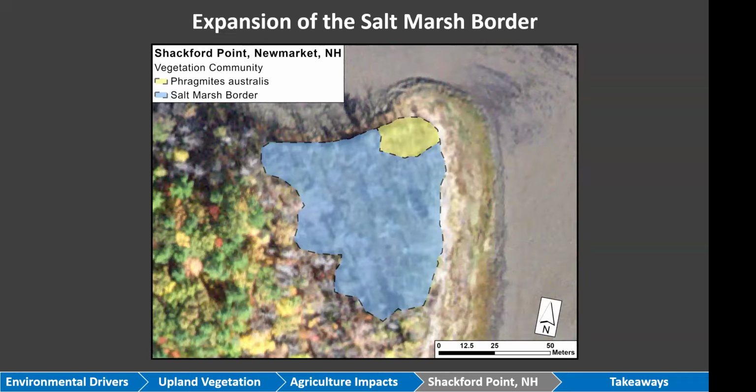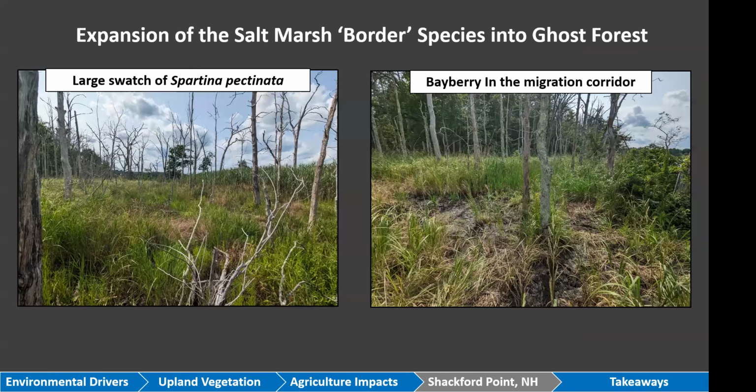So Spartina pectinata, Iva frutescens, American germander had really moved in and totally colonized these areas, which was interesting. You don't usually get to see a wide swath of it. And these are a few photos of what that area looks like. There's also a lot of narrow-leaf cattail as well, which is known for brackish areas.